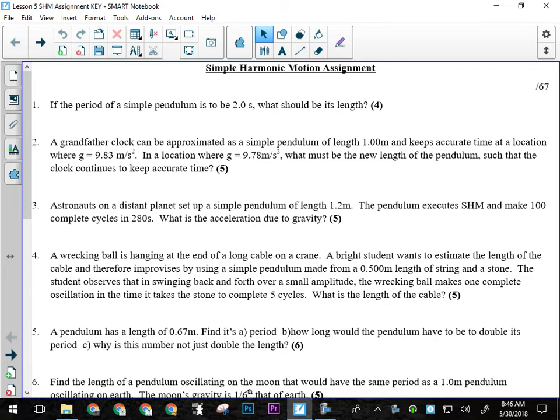Okay. So same as always, make sure you look at the point values so you know about how much work should be done for these. Okay. And don't overthink some of them because some of them are quite simple. All right. Like, the period of a simple pendulum is to be 2 seconds. What should be its length? I mean, we know what the formula for pendulum is, okay? So we can do that one easily.